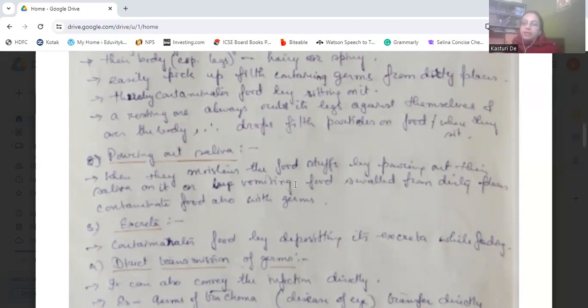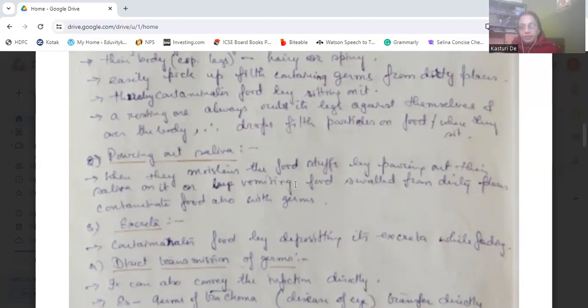when they are vomiting, they will vomit some swallowed food along with it. So when they are vomiting this saliva, they will vomit some swallowed food into it, which has been carried from the dirty places, and thus contaminating that healthy food on which it is sitting now. So that will contain the germs now.